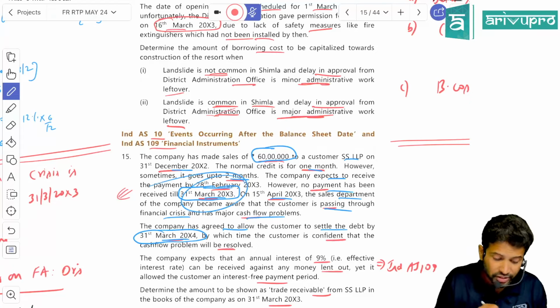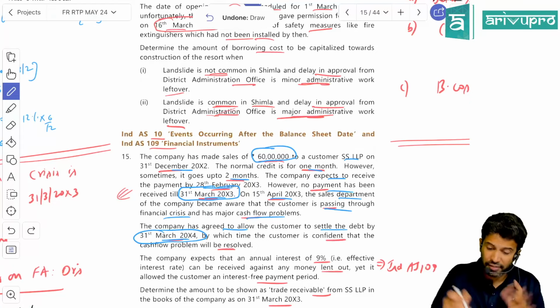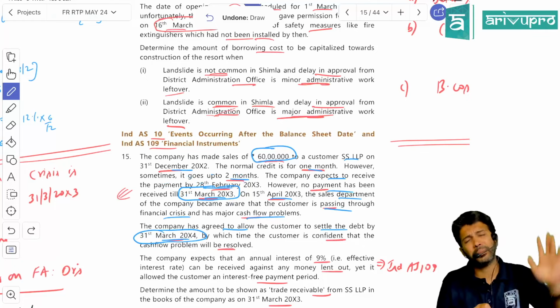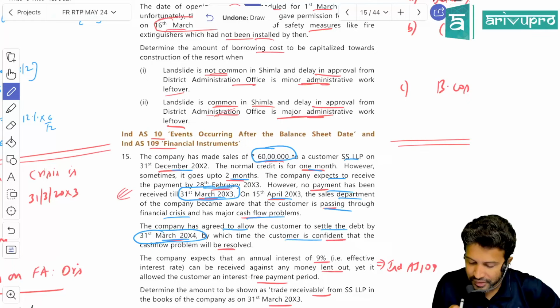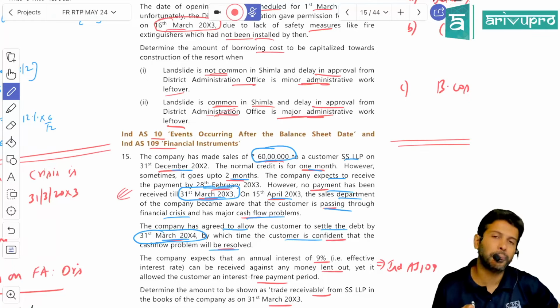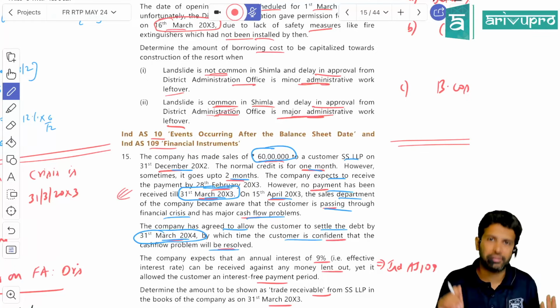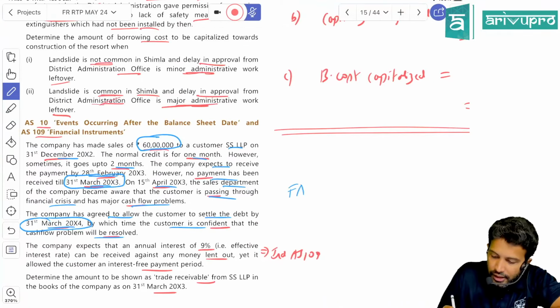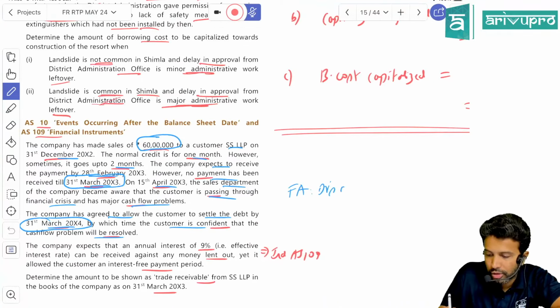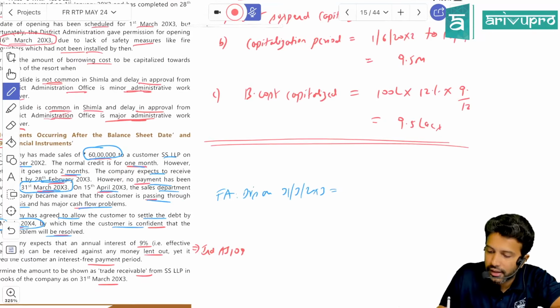We had to receive the payment by 28th February only, and we are on 31st March 20x3 currently. The company is saying no problem, take 1 year's time. By 31st March 20x4 you pay, by which time the customer is confident that the cash flow problem will be resolved. So 1 year extra time we gave, and we told the customer to pay that 60 lakh later. Currently the financial asset, debtors, is shown in the books on 31st March 20x3.